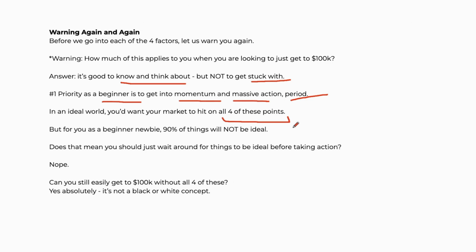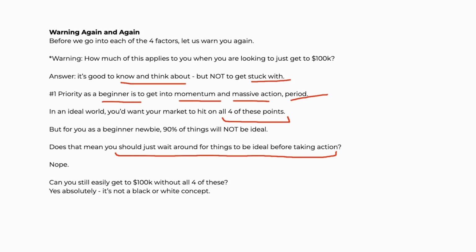And so you want to be able to work on your work capacity, your work ethic. And then as that grows, you can then start to work smarter and smarter and smarter within that, okay? And so that's what I want to emphasize for you, especially as you're a beginner and a newbie starting this journey out, is that you don't want to be waiting around for things to be ideal in order for you to take action. Okay? So can you still get to $100,000 even without the four things that we're about to talk about? Yes. Absolutely. This is not a black or white concept that you have to have all four, or it's not going to work, or any of the other million ways that beginners try and overcomplicate things, okay? So don't do that.